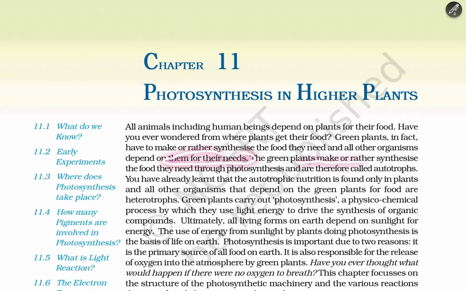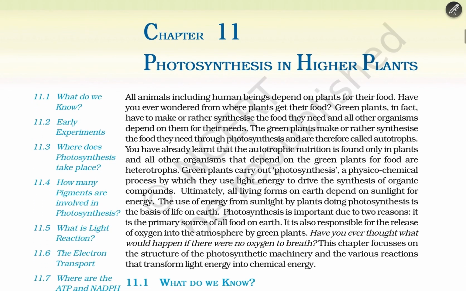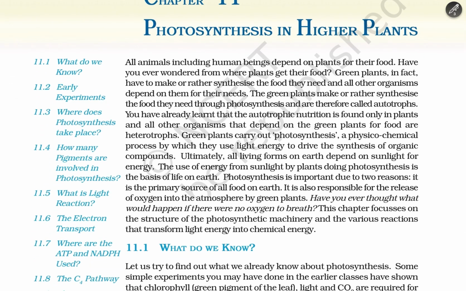for their needs. The green plants make, or rather synthesize, the food they need through photosynthesis and are therefore called autotrophs. You have already learned that autotrophic nutrition is found only in plants, and all the organisms that depend on the green plants for food are heterotrophs. Green plants carry out photosynthesis, a physico-chemical process by which they use light energy to drive the synthesis of organic compounds.